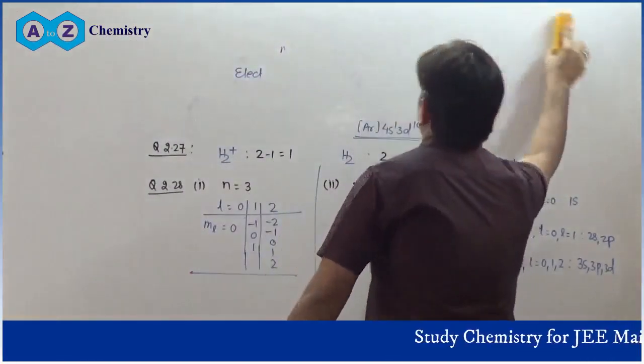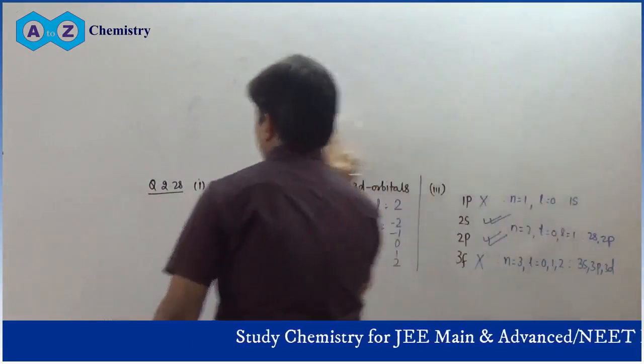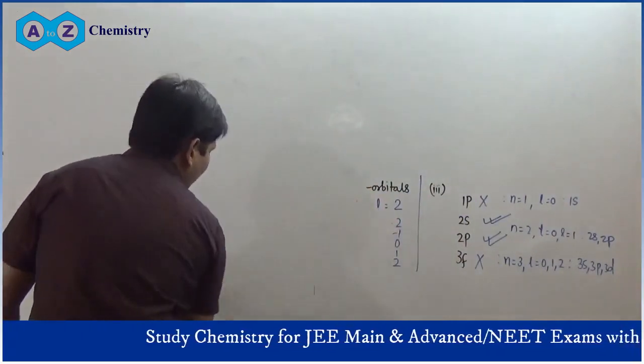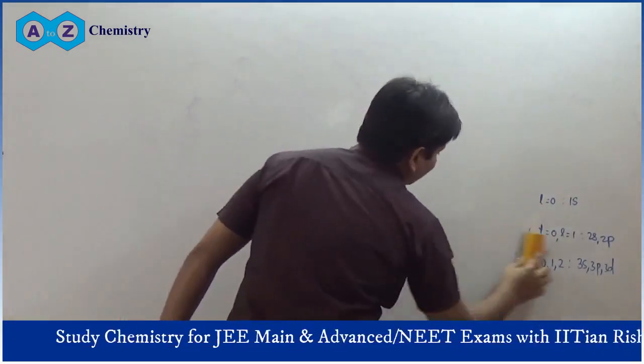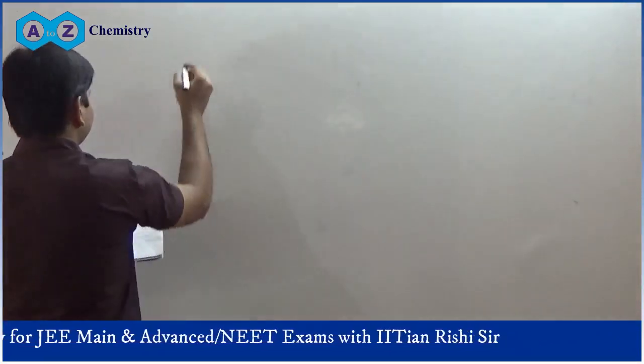We have to see the set of quantum numbers for any given n. l can take values from 0 to n minus 1. For any given l, ml values can be from minus l to plus l.